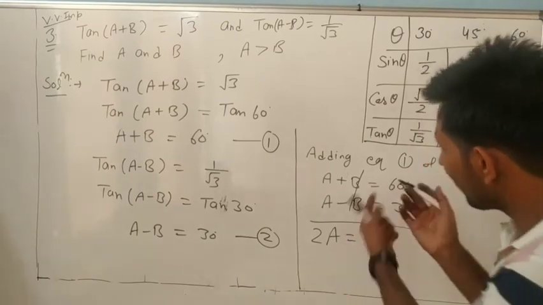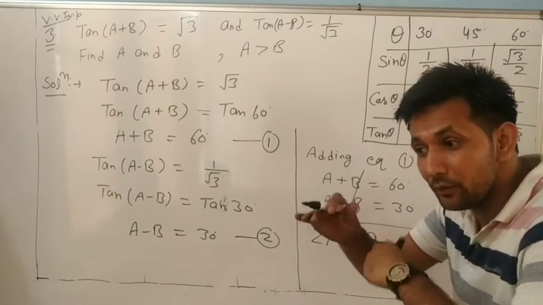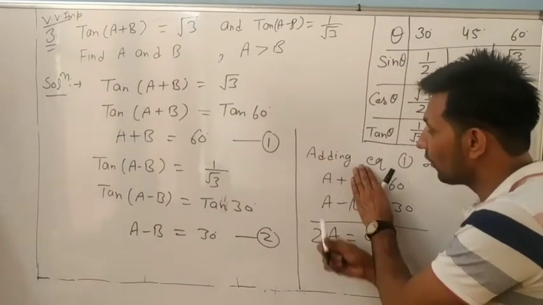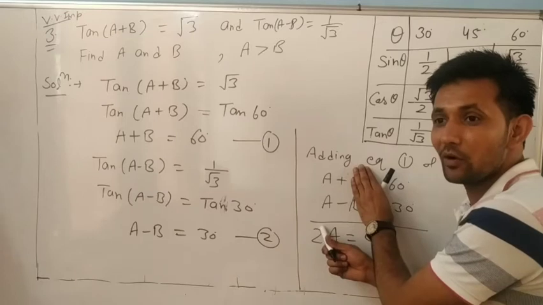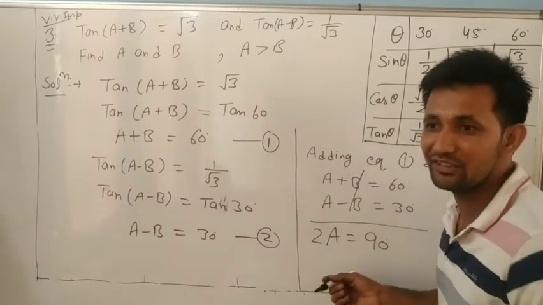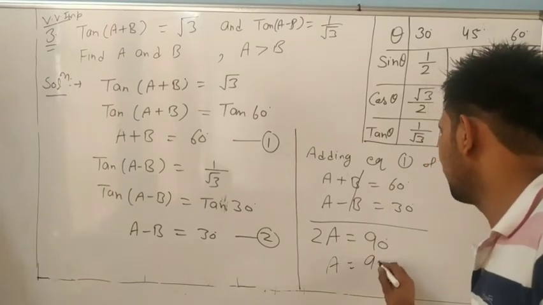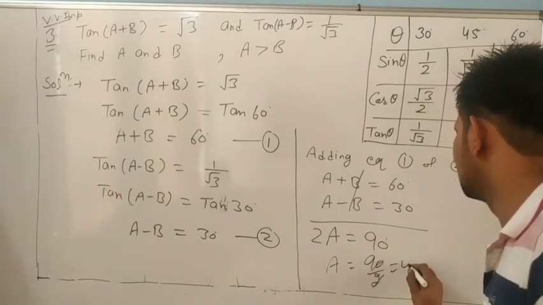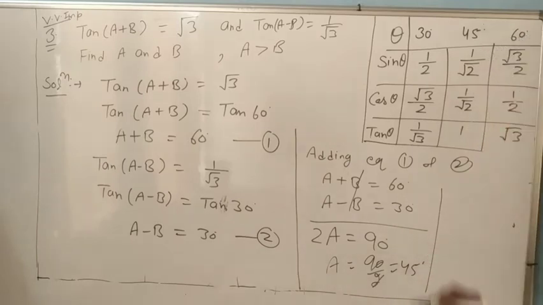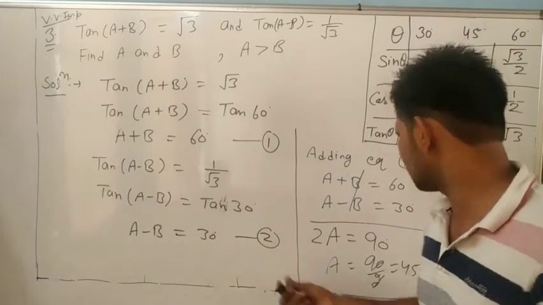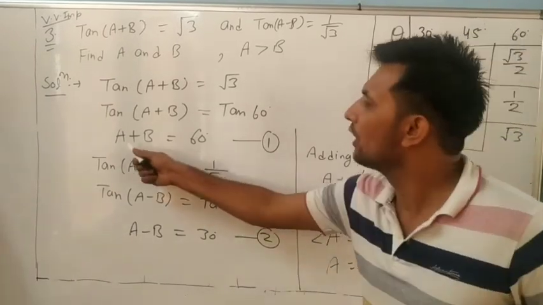Now look, elimination method means we have to eliminate one variable. So we have already eliminated B. Only one variable remains, or not? And if the equation is in one variable, we can easily solve. 2 is multiplied, on the other side divide by 2. How much is A? 45. Now A equal to 45. Put it in equation 1 or 2. It's very simple.